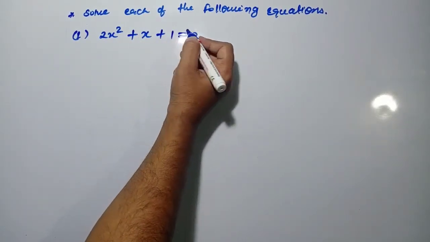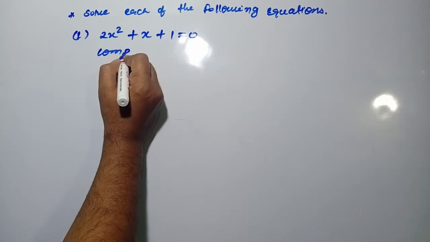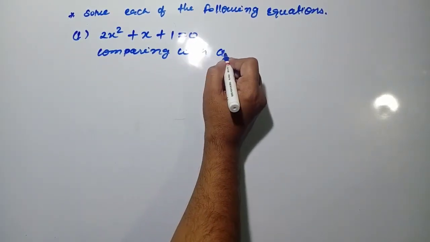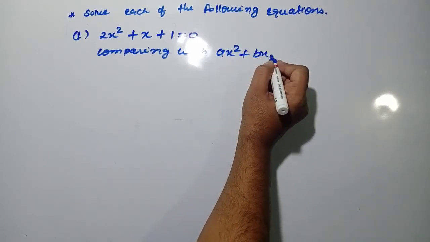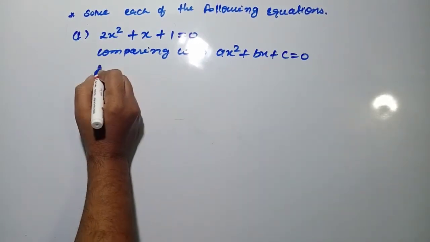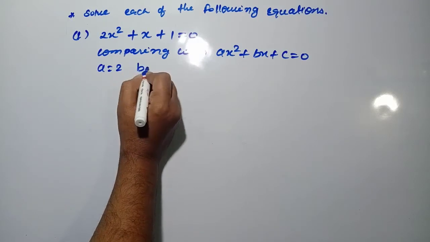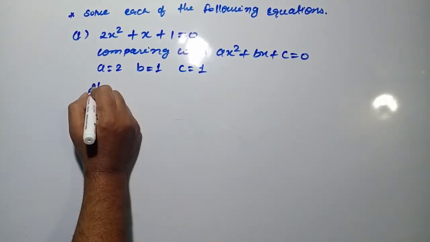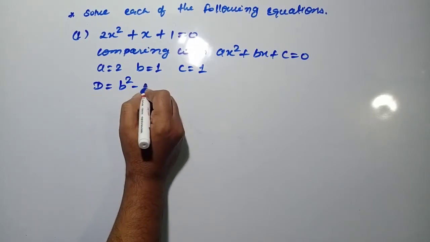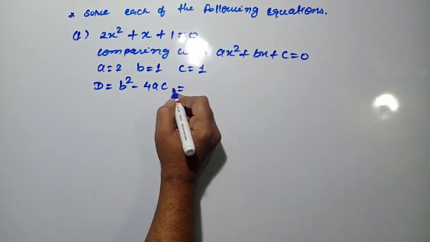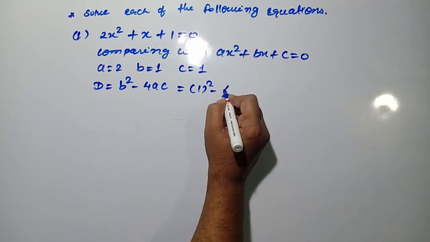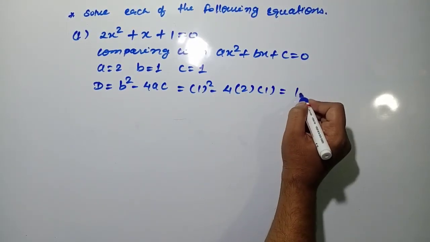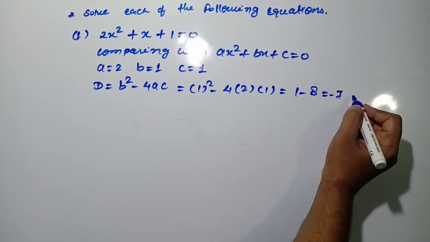The first question is 2x square plus x plus 1 is equal to 0. Now we have to compare this equation with the standard equation of quadratic equation ax square plus bx plus c is equal to 0. So we are getting a is 2, b is 1 and c is also 1. Now to find the nature of the quadratic equation, the discriminant D is equal to b square minus 4ac. So 1 square minus 4 into 2 into 1. So we are getting 1 minus 8 is equal to minus 7.